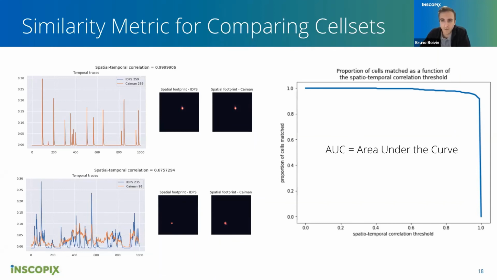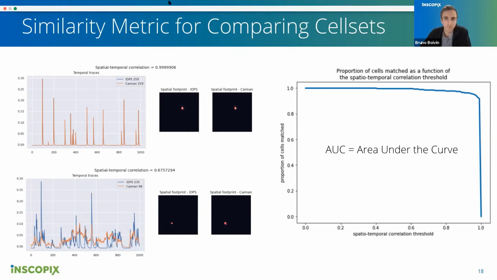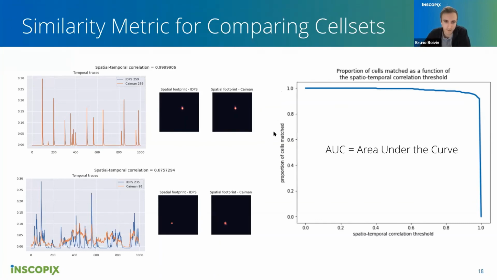The graph on the right of this slide is the way that we're evaluating similarity across all cells in the recording. This spatial temporal correlation gives different numbers for all pairs of cells, but it's very hard to say what number you should use to decide, yes, these are the same cells, or no, these are not the same cells. You could use different thresholds.